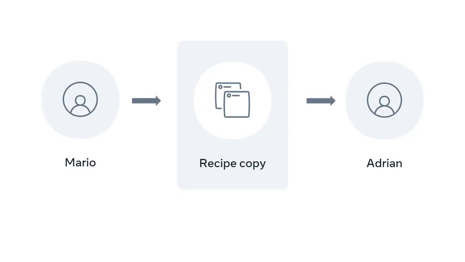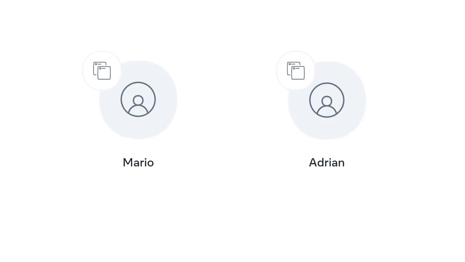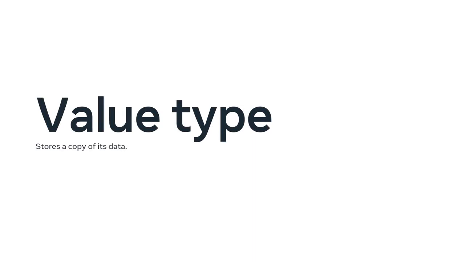Do you recall Little Lemon's signature chocolate cookie recipe from earlier? Suppose that instead of Mario and Adrian modifying the same recipe on a system, Mario sends a copy of the recipe directly to Adrian to edit. Both Adrian and Mario have their own copies. So, when Adrian makes changes to his copy, it won't affect Mario's. This is the function of a value type. A value type always stores a copy when assigned to a variable or constant.